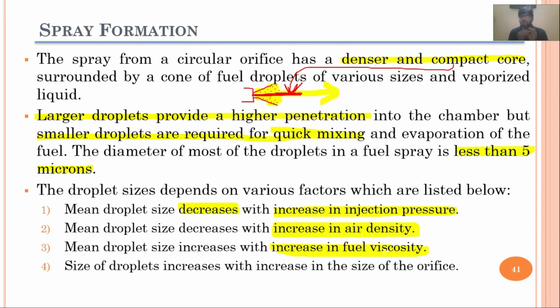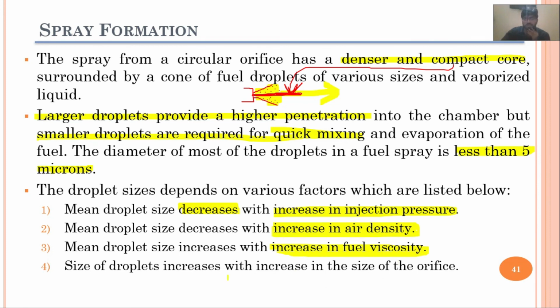The fuel viscosity of the lower grade fuels is usually high, but we do not want these fuel viscosities to be quite high, because they will result in the formation of fuel molecules which have a larger size, and they will not give proper combustion, and they will not be providing better mixing as well.